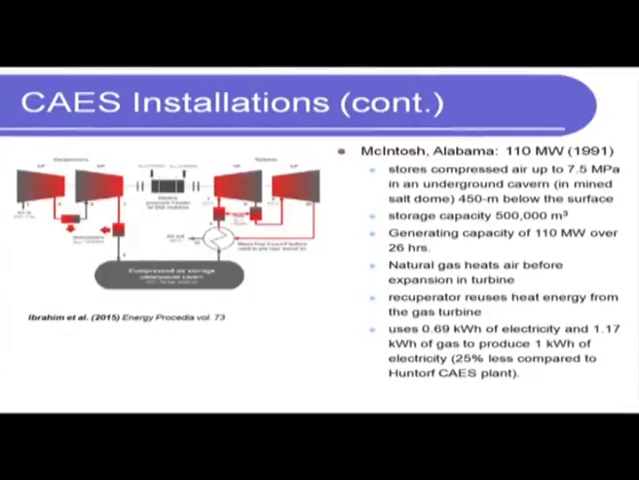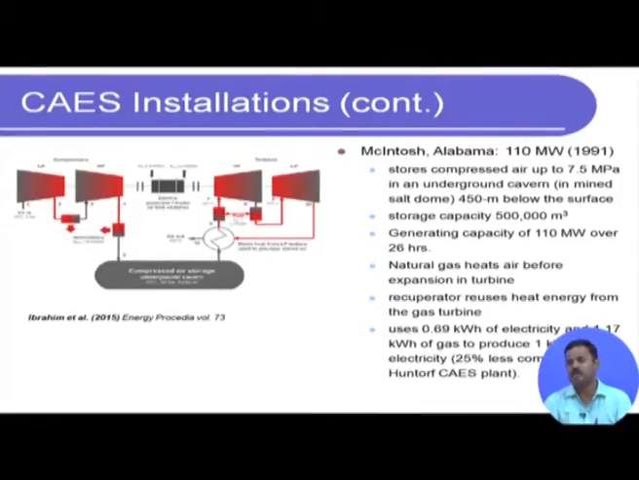Next, that was the Huntorf installation. The second one, installed in 1991, was McIntosh. It's a McIntosh plant in Alabama, USA, and you can again read these numbers. It is underground at 450 meters. This is also a mined salt dome. The storage capacity here is 500,000 meter cubed.